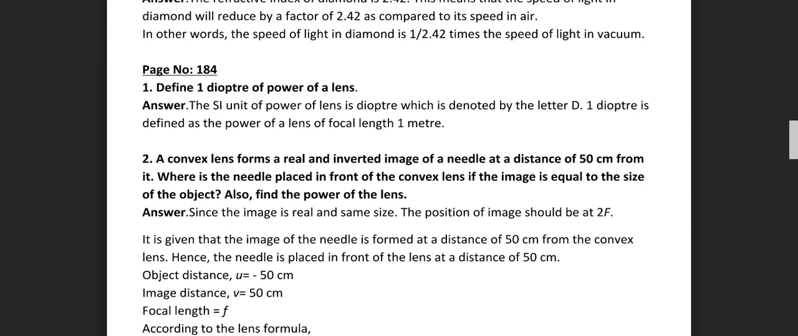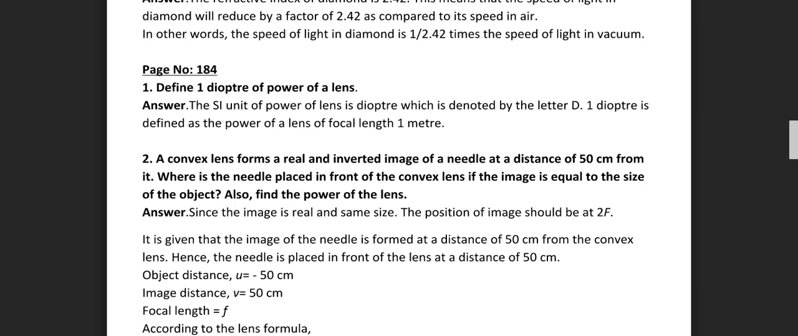Next is: define one diopter power of the lens. So this is an important topic. What is power first of all? Power is defined as the ability of the lens to converge or diverge the beam of light. I'm again repeating it because this is not mentioned in the notes; I have not discussed it with you. Power is defined as the ability of the lens to converge or diverge the rays of light, right, in order to obtain an image on the retina or screen.